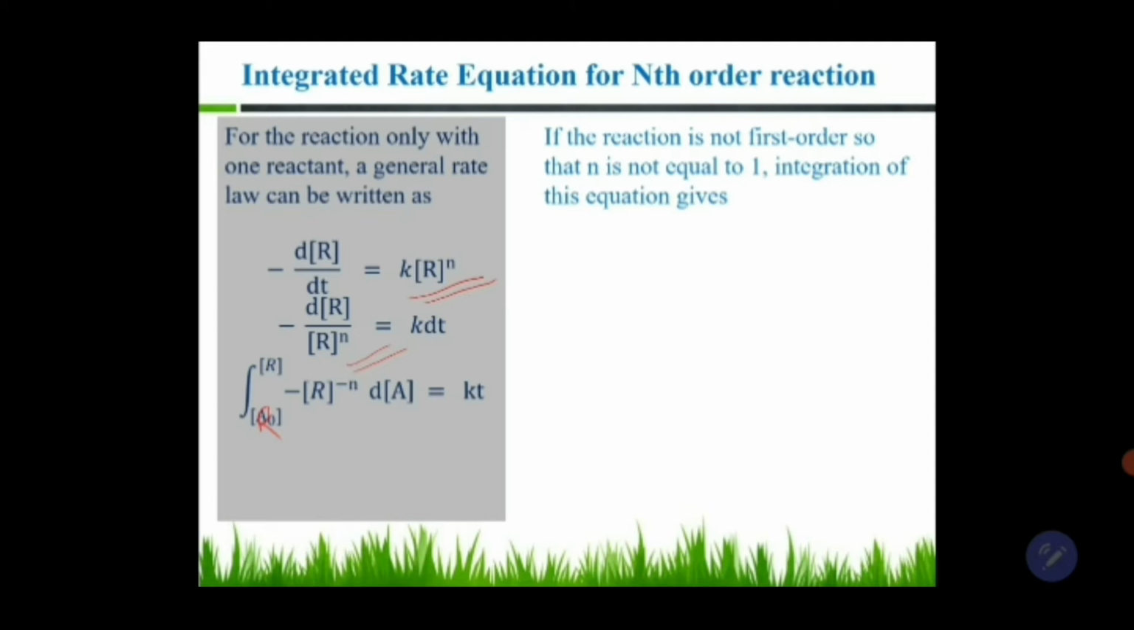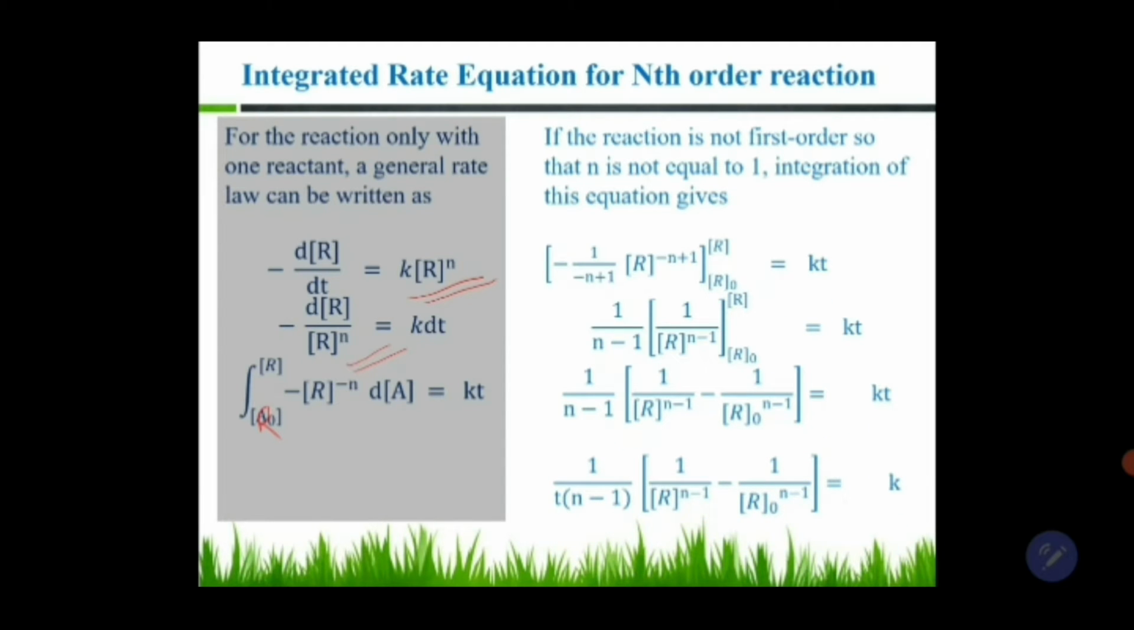If the reaction is not first order, so that n is not equal to 1, the integration of this equation could be done like this. It will be minus 1 by minus n plus 1 into the molar concentration of R raised to minus n plus 1, with respect to R naught and R. Then if you simplify it, it will be like this. And again, if you simplify, it will be like this. So you can get a standard equation for the integrated rate equation for nth order reaction. This is simple. If they ask, you can write down this.